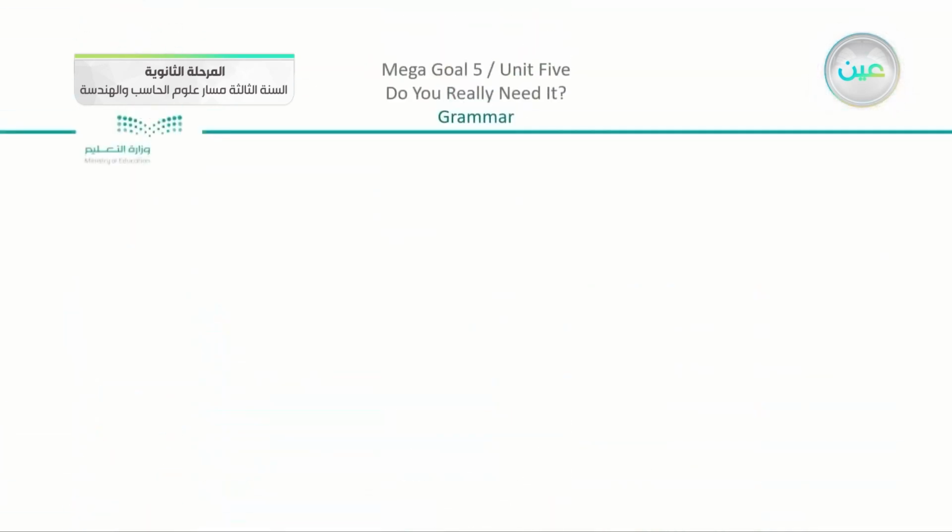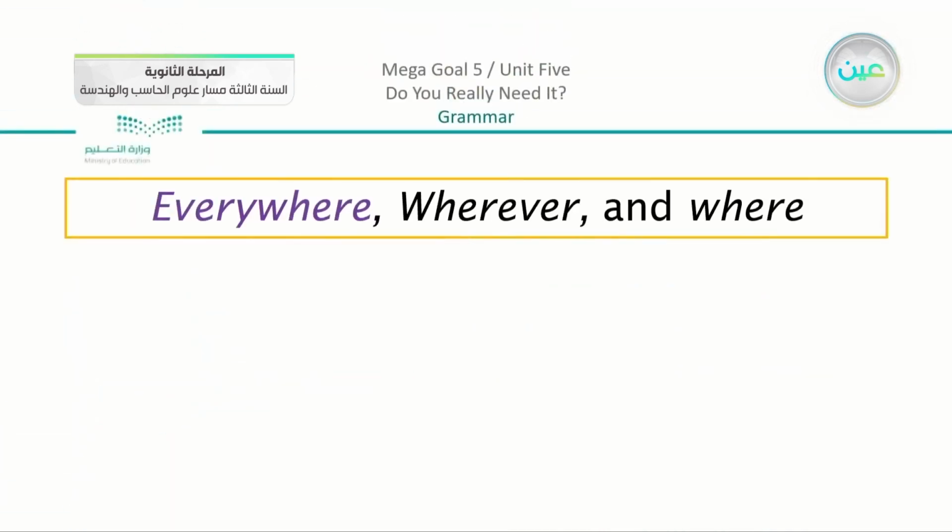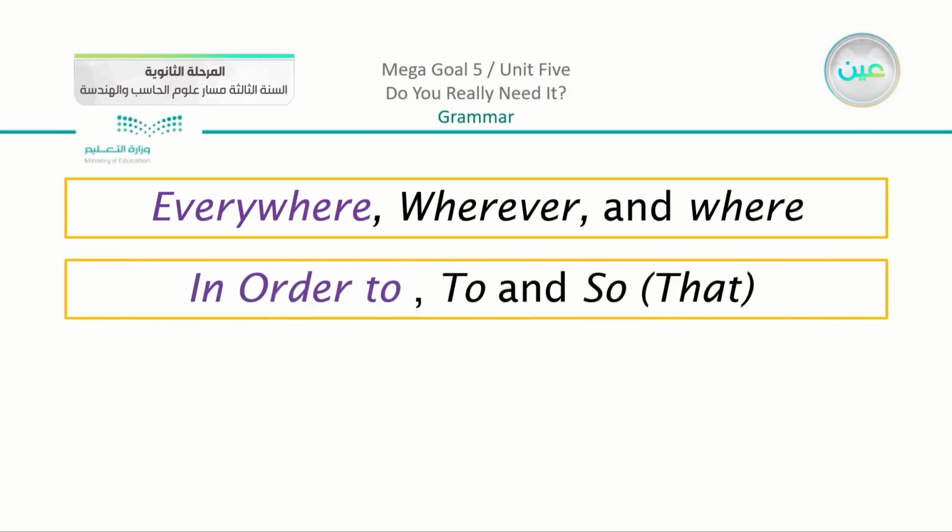Now we are going to see that everywhere does have other words in their team. For example, wherever can do the same part or the idea, and we have here where. We do have another team. Now we have the team in order to that we mentioned before, and with in order to we have other words like to. We can say so, or we can say so that.